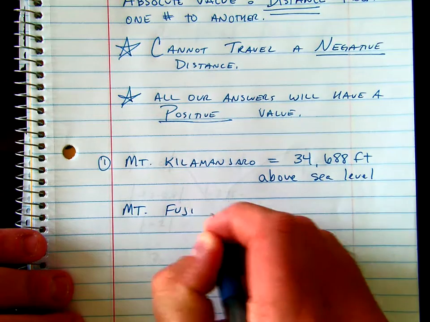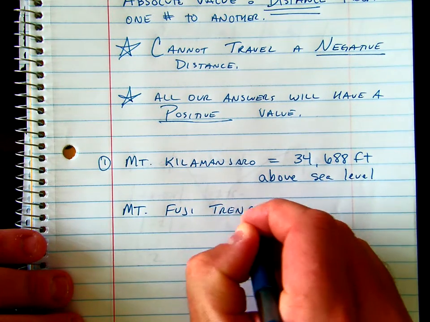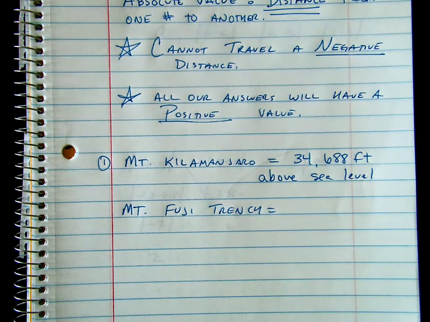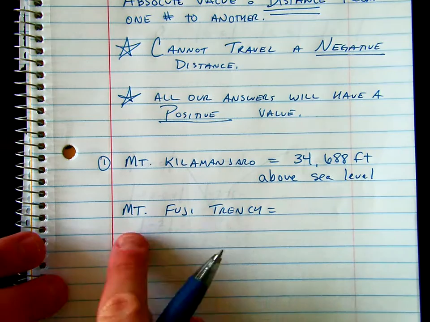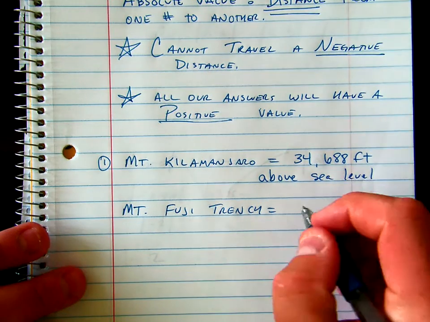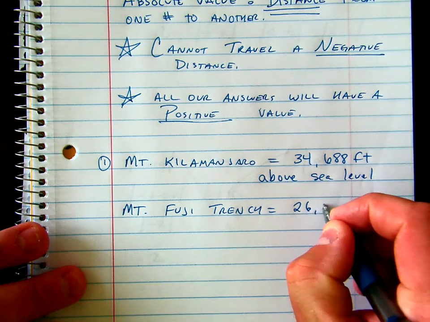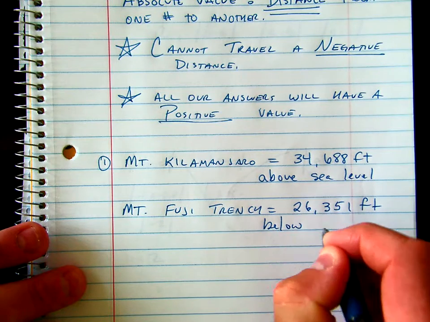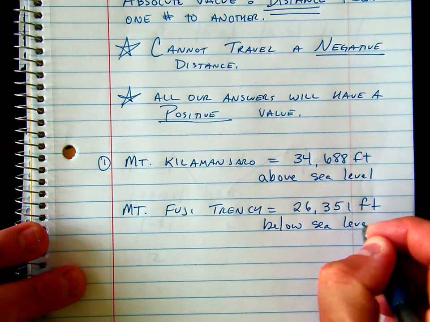The Mount Fuji Trench. You guys know what a trench is? Yeah. It's underwater. It's like a big canyon underwater. Like a big hole in the ocean floor. And Mount Fuji Trench is 26,351 feet below sea level.